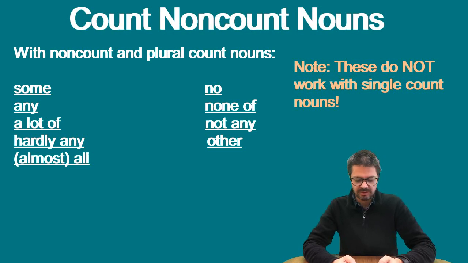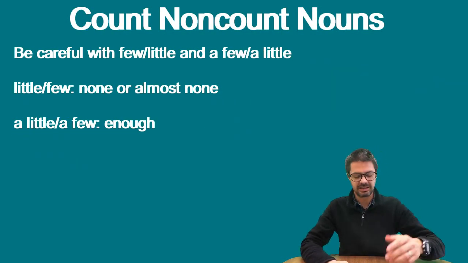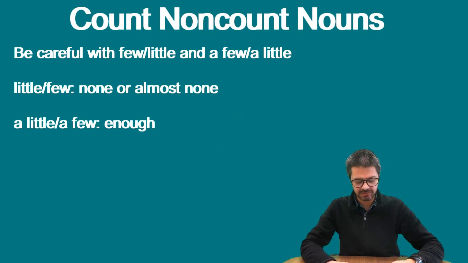We can use no the same way. I have no chicken on my plate, I'm hungry. I have no chickens on my farm, I'm failing. None of or not any. Good. Now, one last thing before we move on, and I have class starting in like 5 minutes, so I have to wrap this up, I'm sorry.